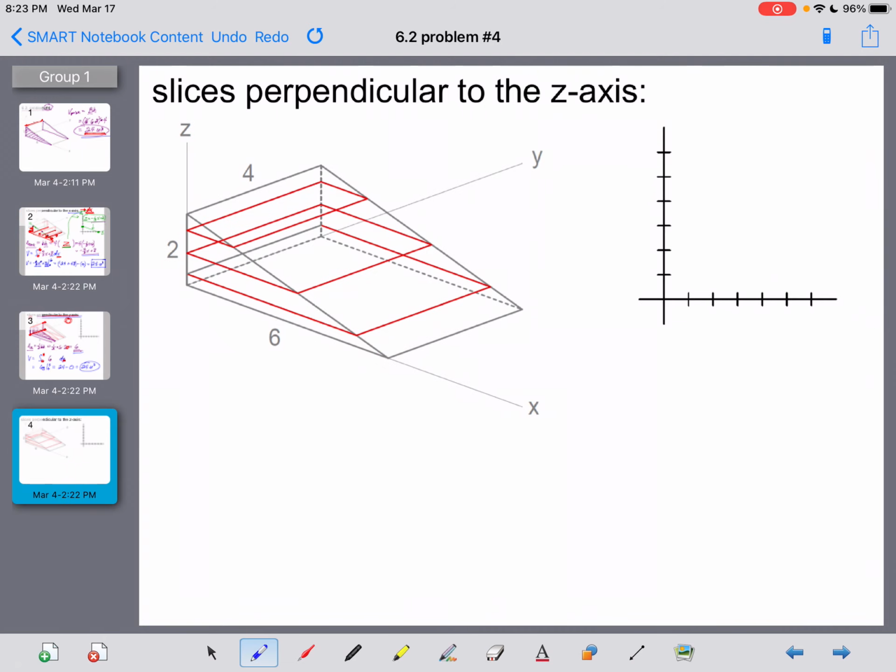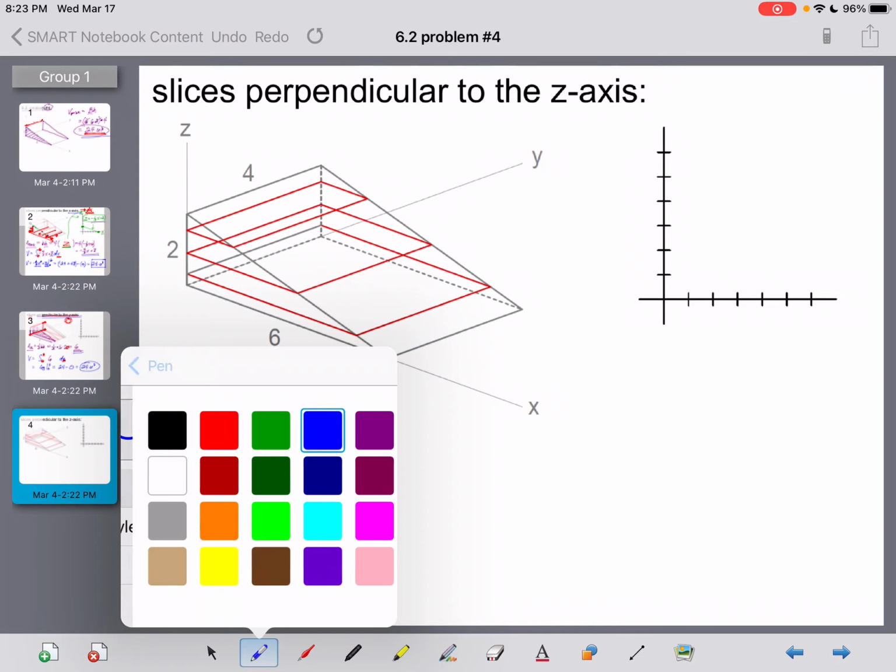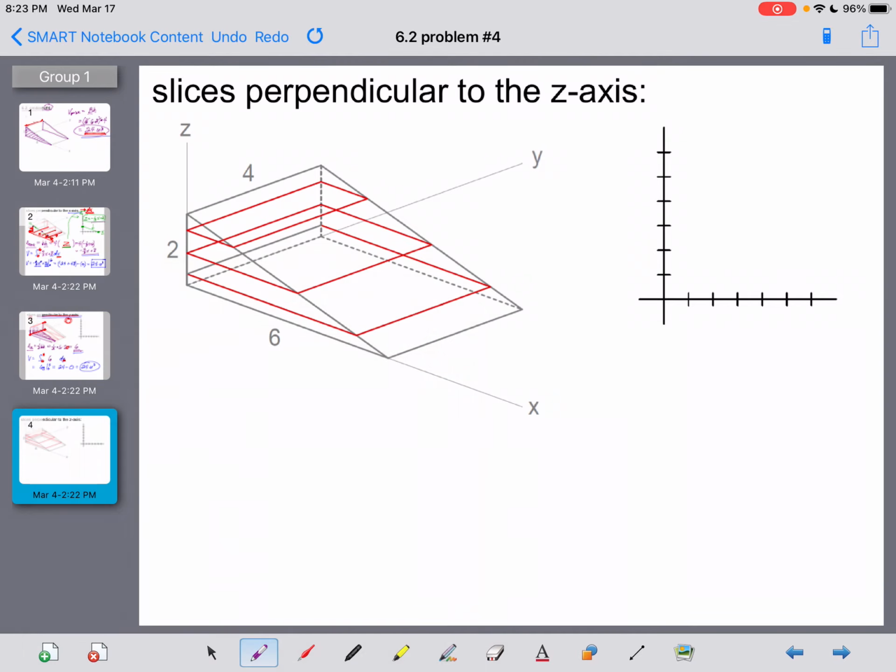Okay. Hopefully you did that. Let's take a look at what's going on here and we'll work through this one together. Your slices are now running perpendicular to your z-axis. And this one I'm hoping is easy to understand. The z-axis always runs vertically. So a slice cut perpendicular to the vertical axis would have to be a horizontal slice.